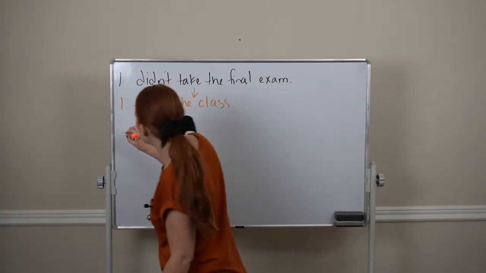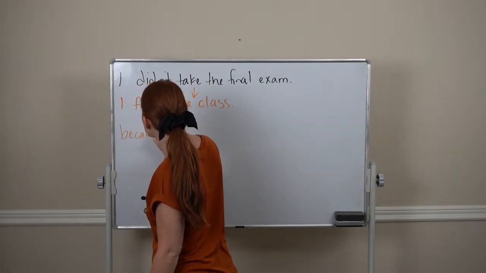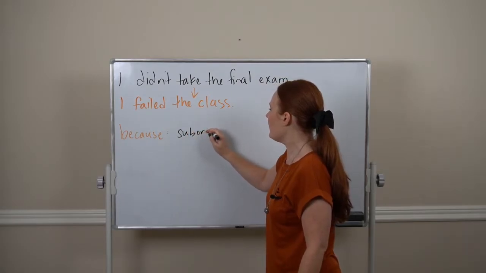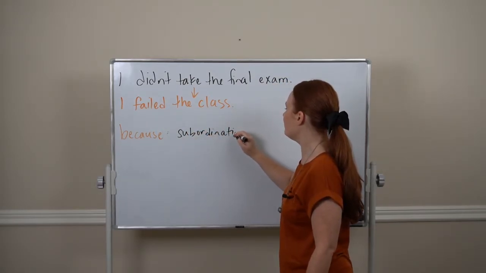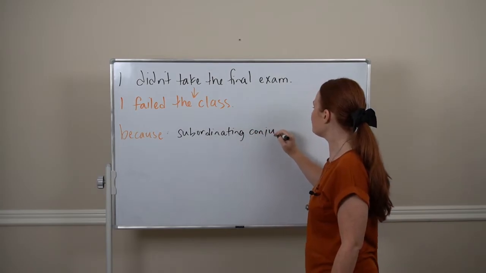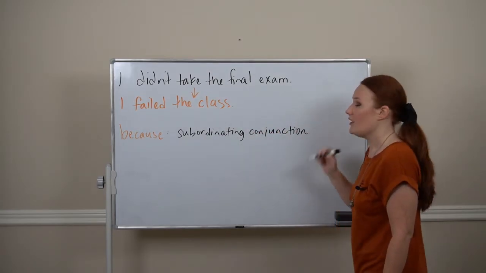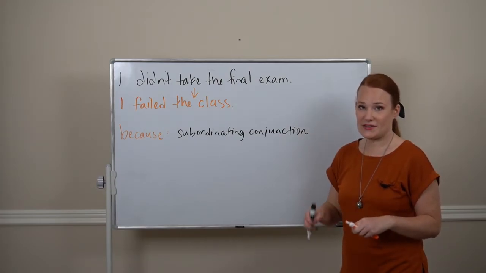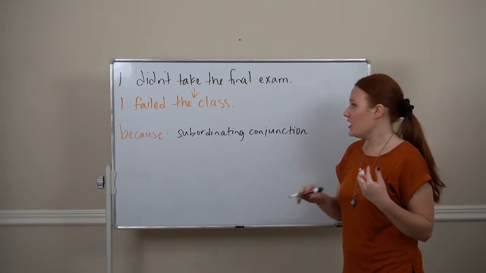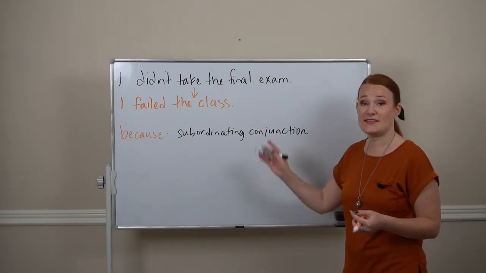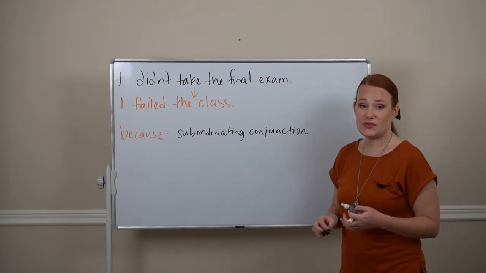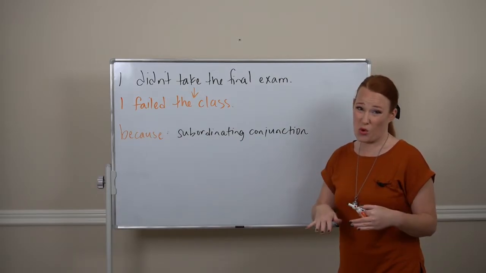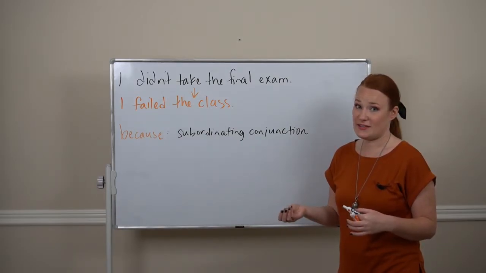First up is the word because. Because is what we call a subordinating conjunction. We've talked about subordinating conjunctions before, so if you want more details, you can go and look at one of those videos. But for now, what you need to know is that subordinating conjunctions introduce subordinate clauses. A subordinate clause is less important than our main independent clause.